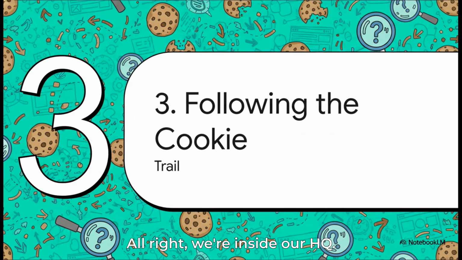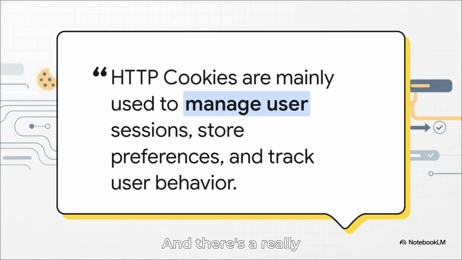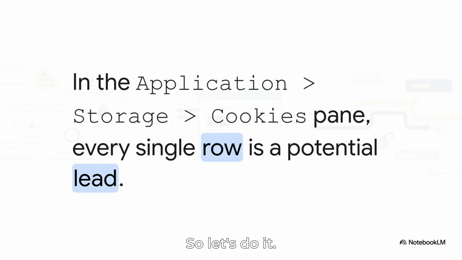All right, we're inside our HQ. So, where's the first place we look? We're going to go after the most common culprit in pretty much any session mystery. That's right, we're following the cookie trail. And there's a really good reason for that. I mean, cookies are literally designed to manage user sessions. When you log into a site, it gives your browser a cookie to remember who you are. If that cookie gets lost or expires, well, so does your login session. It's that simple. So, let's do it.